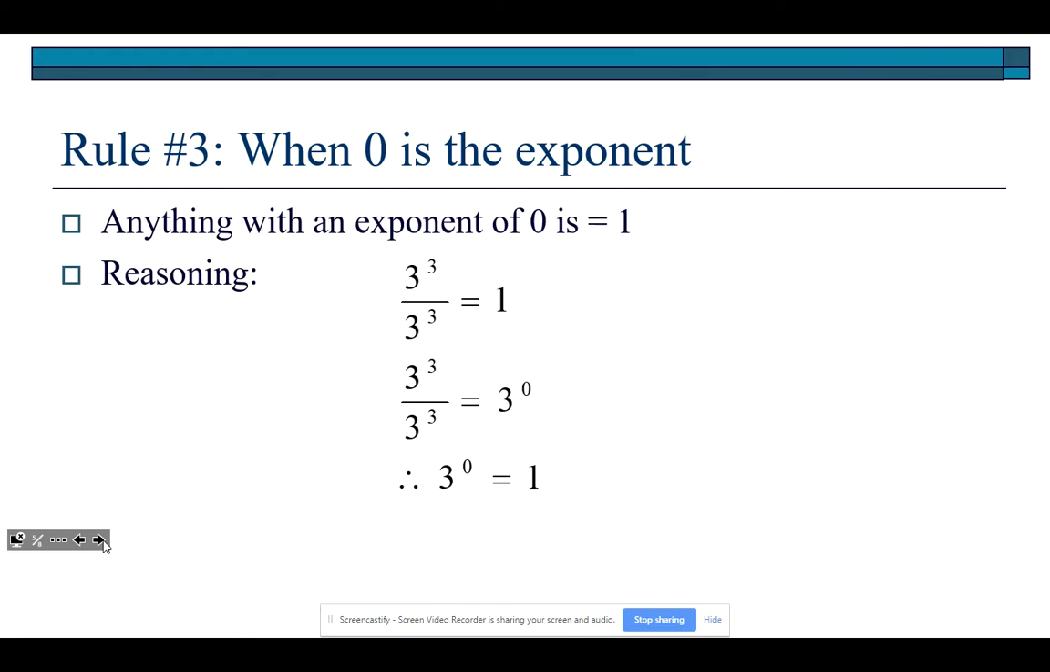Now, if we use our rules of exponents, rule number 2, 3 to the third divided by 3 to the third, subtracting the exponents, 3 minus 3, should give me 0. Therefore, since both terms are equal to 3 to the third over 3 to the third, then we could say that anything to the 0 power is always equal to 1.